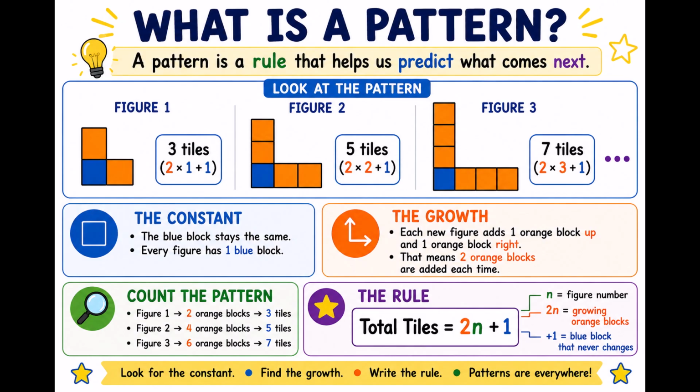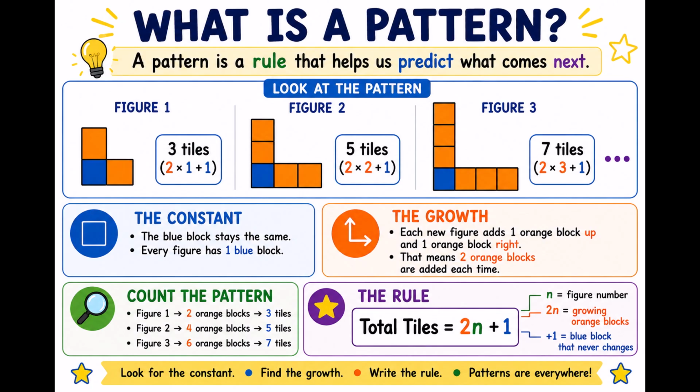So we count the pattern. Figure 1, 2 orange blocks, 3 tiles. Figure 2, 4 orange blocks, 5 tiles. Figure 3, 6 orange blocks, 7 tiles. So the growth, each new figure adds 1 orange block up and 1 orange block to the right. That means 2 orange blocks are added each time.